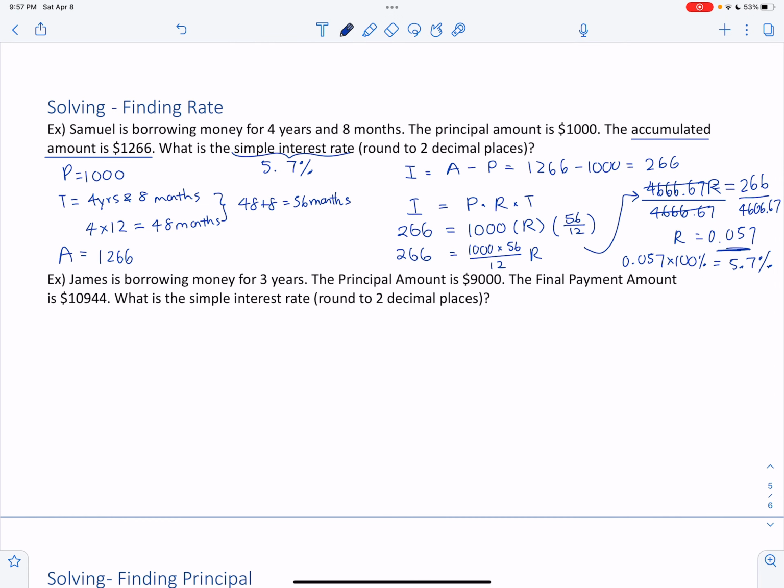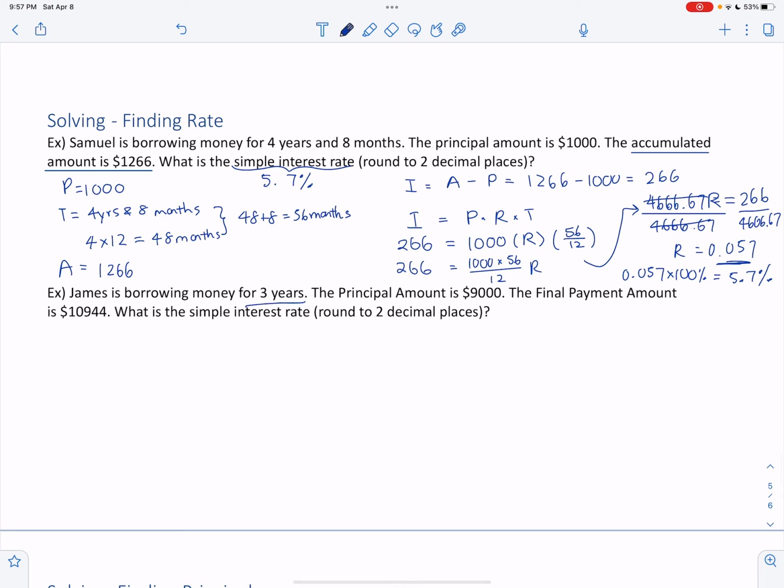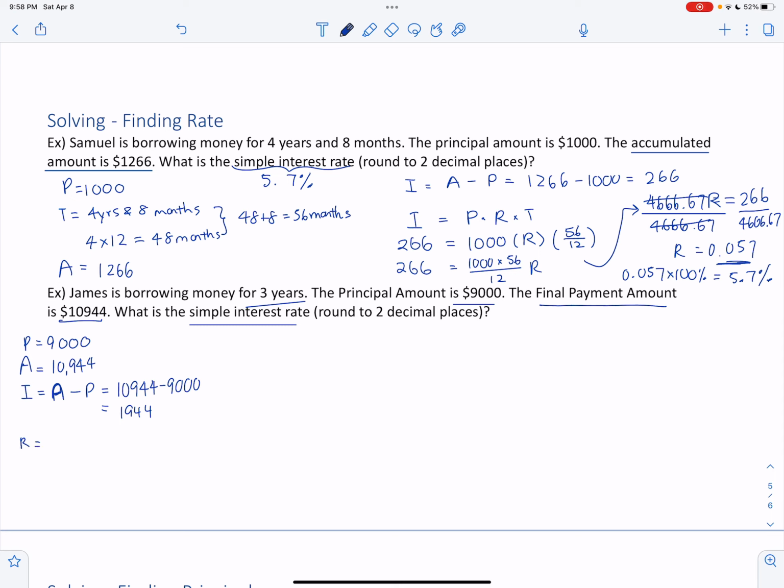I'll just do one more with you here on finding the rate. Borrowing money for 3 years, principal 9,000. The final payment amount, which is the accumulated value, is $10,944. Find the interest rate. So the interest must be the accumulated amount minus the principal, which is 1,944. And then you have R, which we don't know. The time is 3 years.